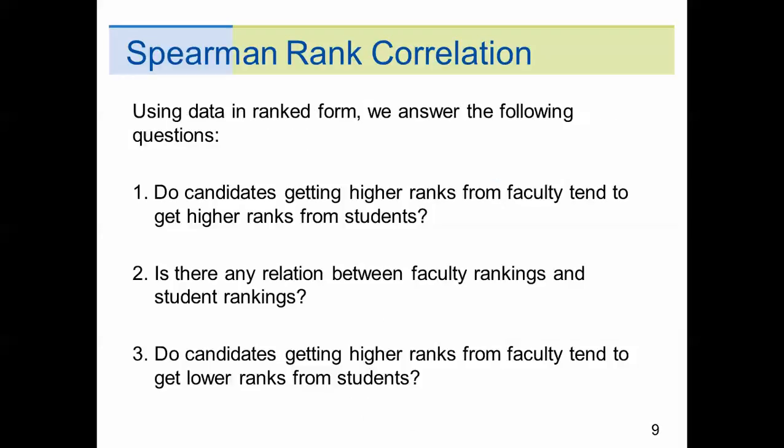Using the data in ranked form, we answer the following questions. Do the candidates getting higher ranks from the faculty tend to get higher ranks from the students? Is there any relation between the faculty rankings and the student rankings? And do the candidates that get higher ranks from faculty tend to get lower ranks from students? And you're like, whoa, what's the difference between the 1 and 3?